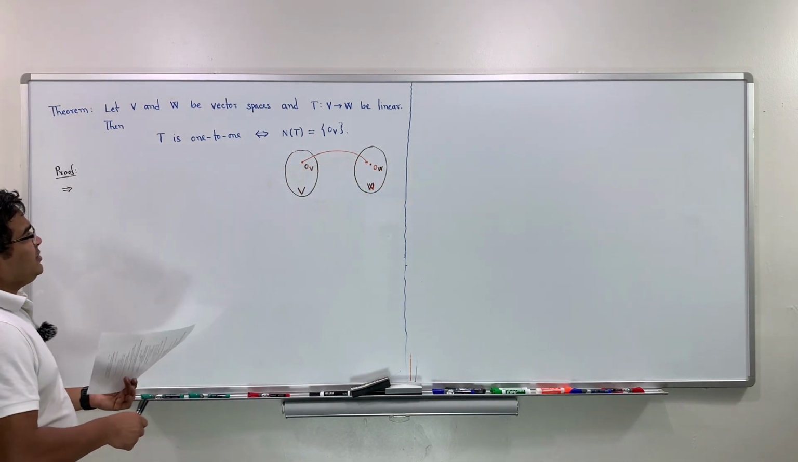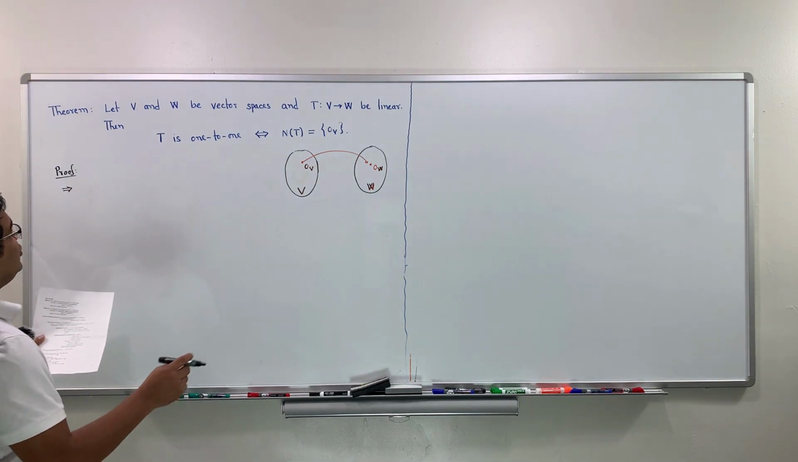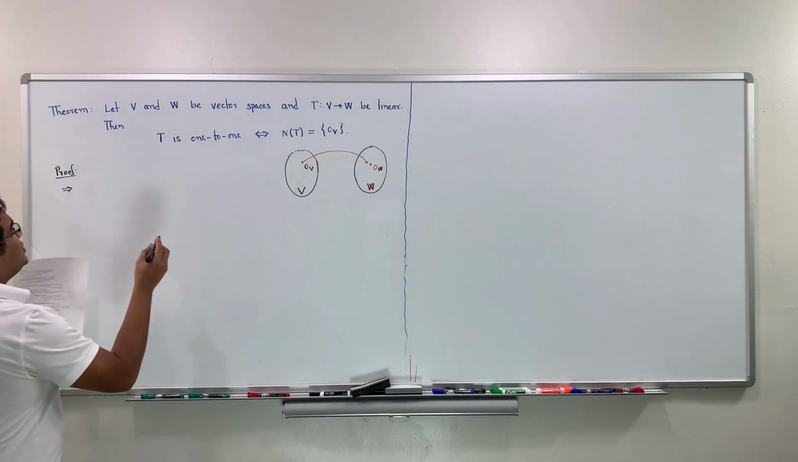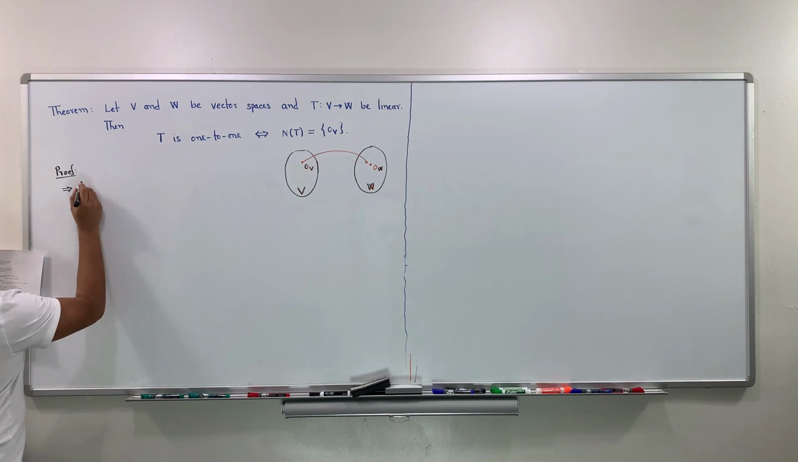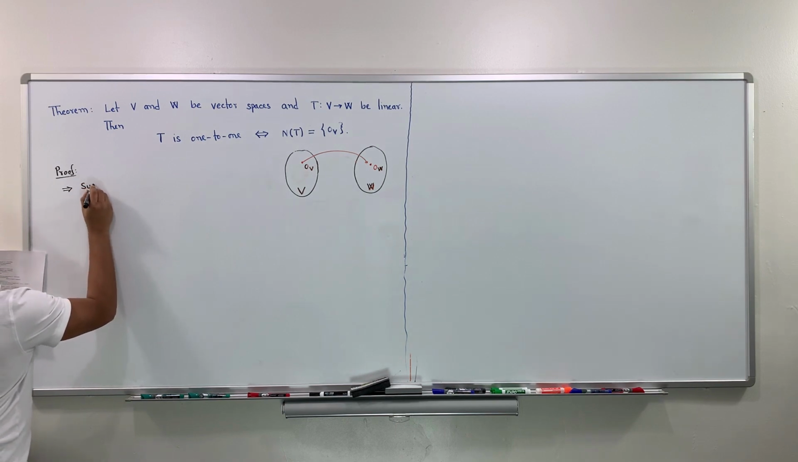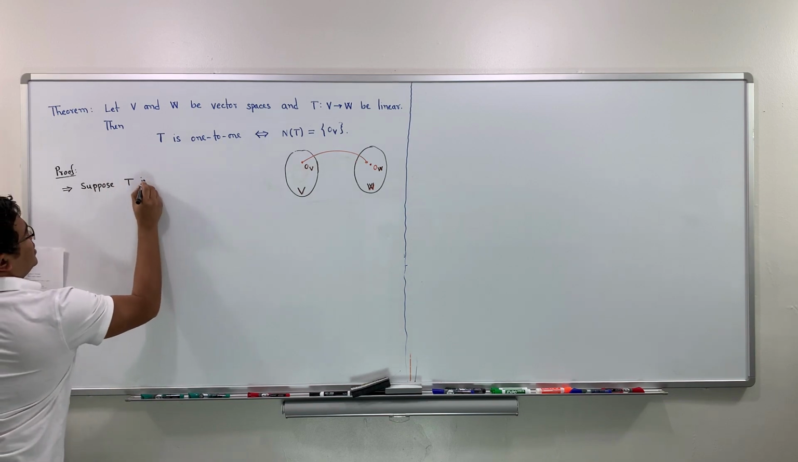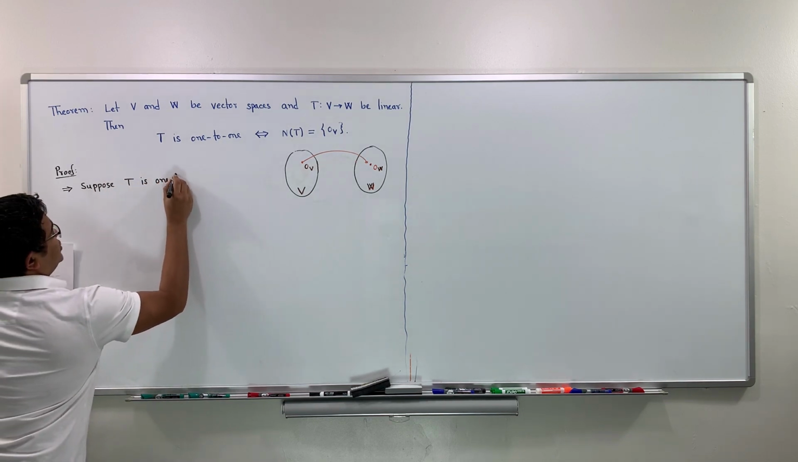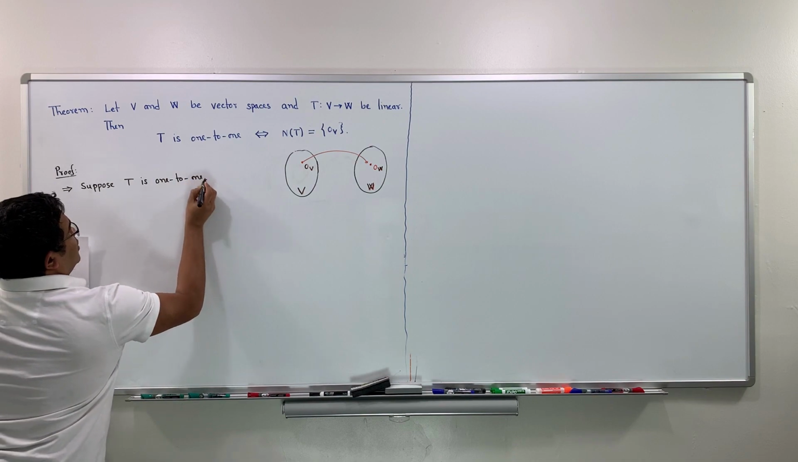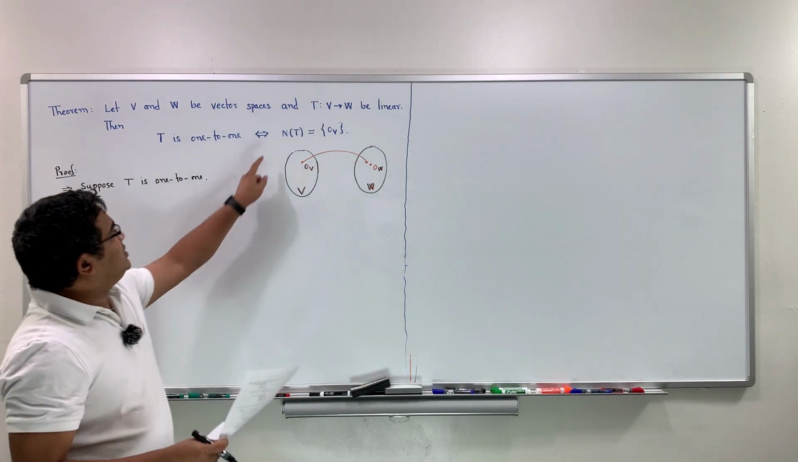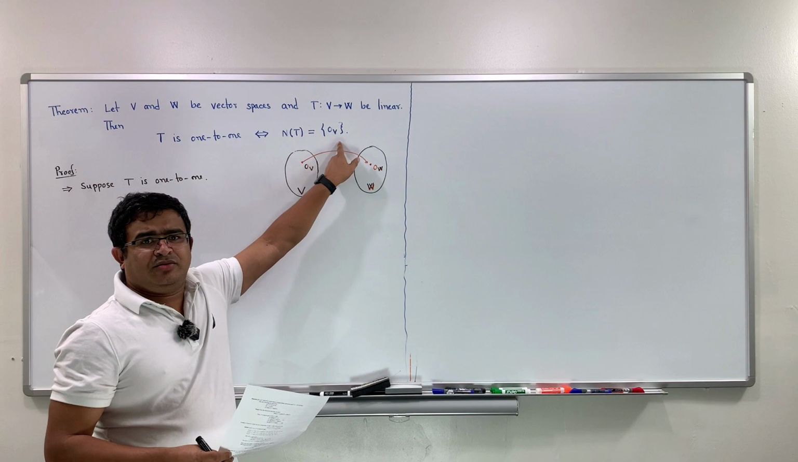And to prove that, we need to prove both directions. So suppose T is 1 to 1, and we want to prove that the null space of T is the 0 vector.